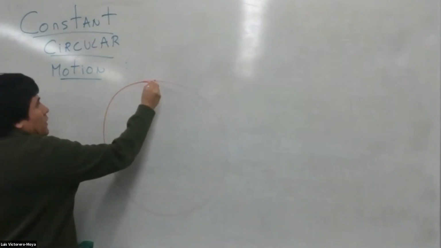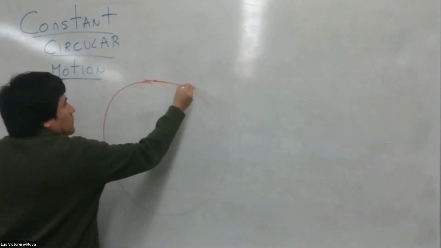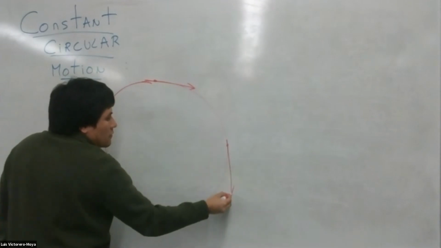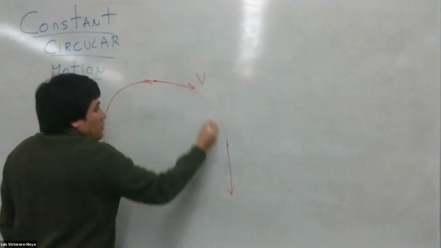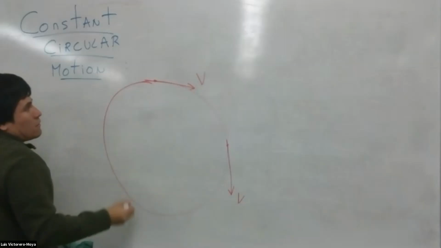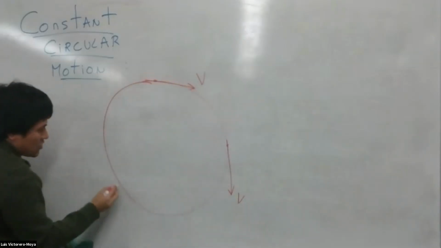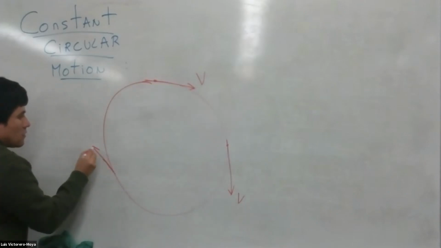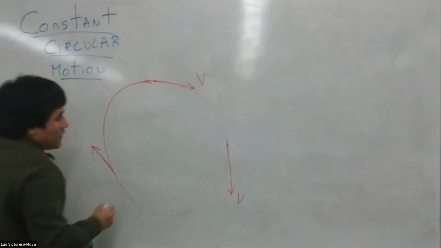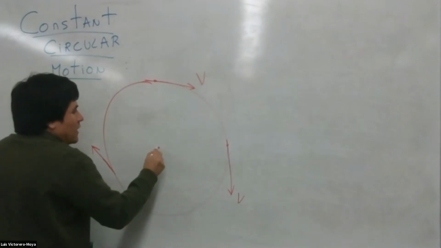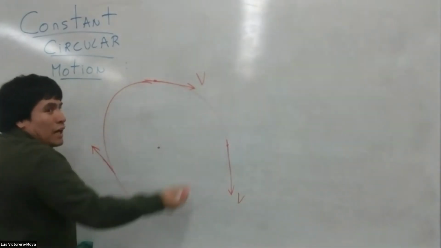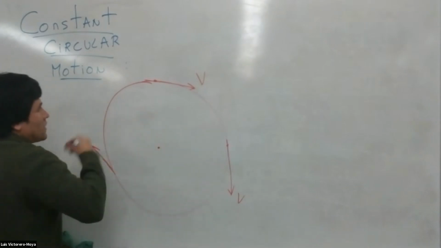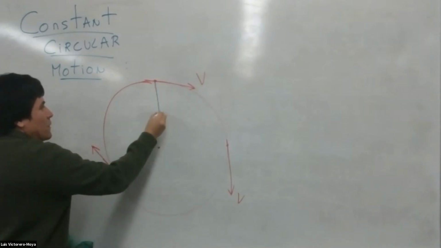You can have a particle moving like this. You can have one at this point moving like this. It can be the same speed, by the way. But because the velocity is changing directions, we say that there is an acceleration due to the circular motion. This acceleration always points towards the center. We call it the centripetal acceleration.